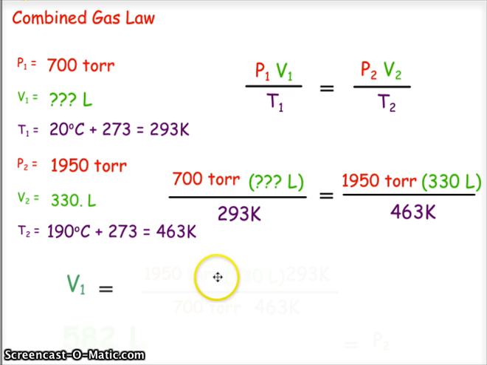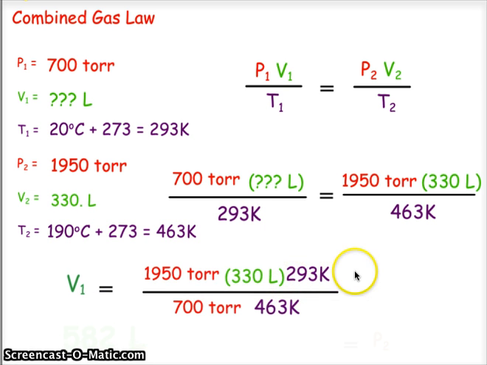So our initial volume algebraically comes out to 1950 torr times 330 liters times 293 Kelvin divided by 700 torr times 463 Kelvin. Our torr will cancel, our Kelvins will cancel, and we will get an answer in liters. And for this case, this value comes out to be 582 liters.